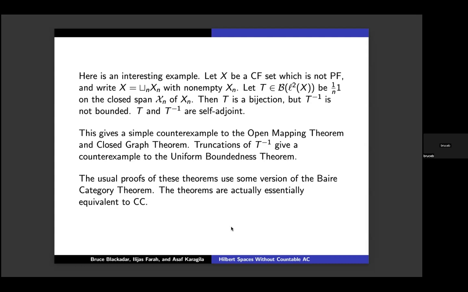And that gives you a simple counterexample to the open mapping theorem and the closed graph theorem. And if you look at truncations of the inverse, you get a counterexample to the uniform boundedness theorem. And of course, the usual proofs of these theorems use some version of the Baire category theorem. And it's known that these theorems are actually essentially equivalent to countable choice.